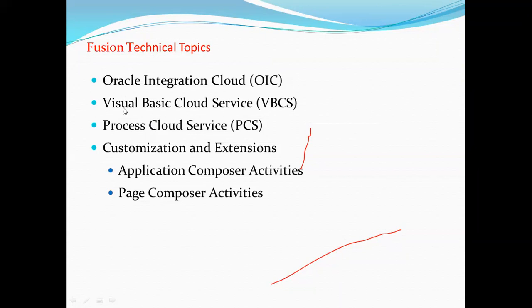This OIC application we call a PaaS application. Okay, this is completely PaaS. This is the PaaS model, so that you can create your custom components here. And we'll see the customization extensions like application composer activities and page composer activities. Again, these two are a new concept for our Fusion applications. By these two composers, we can work with customizations and the personalization concept. Now we'll see each topic in detail.